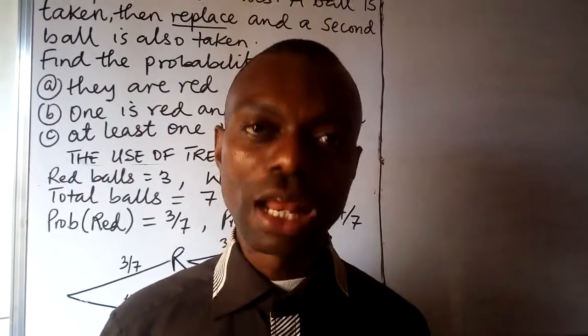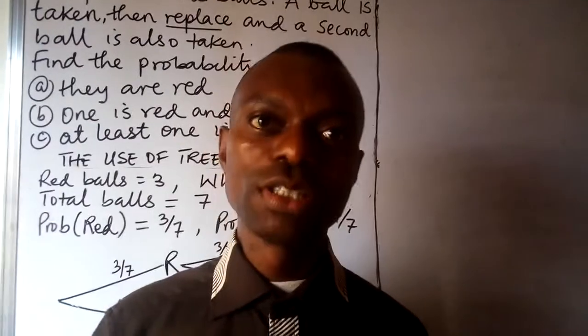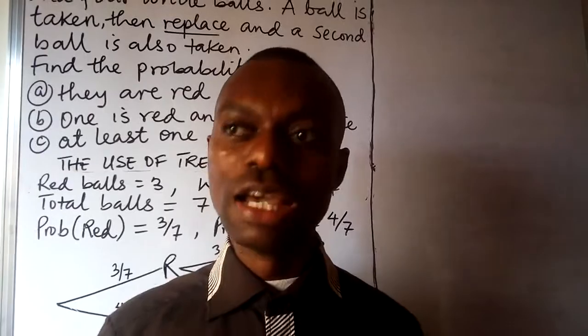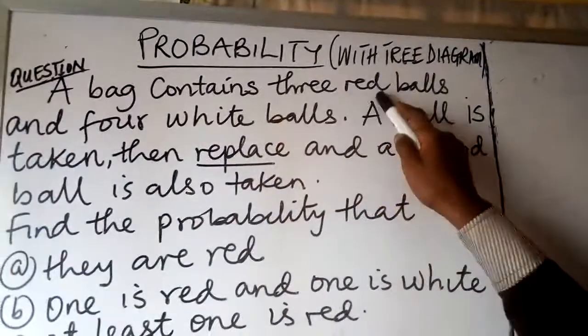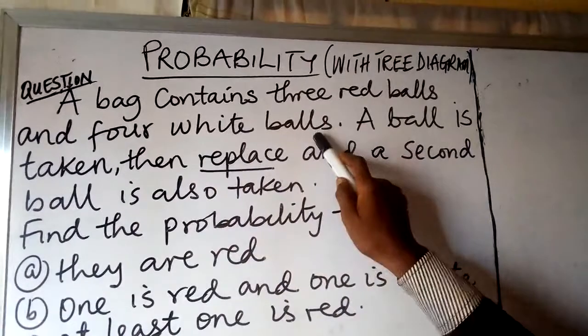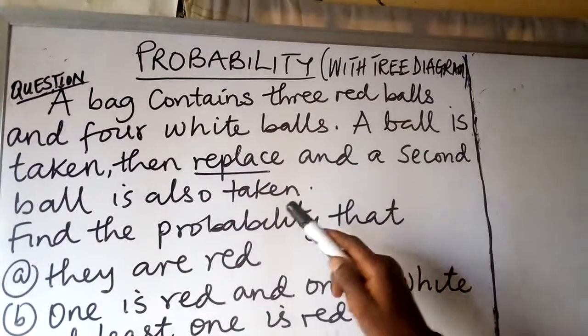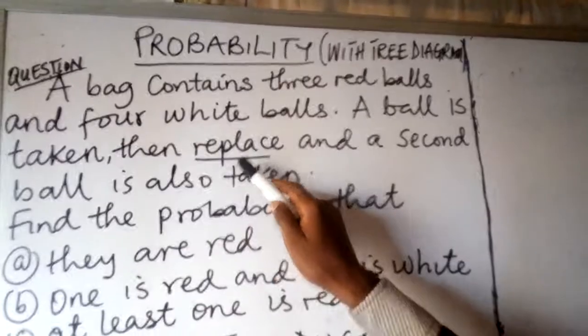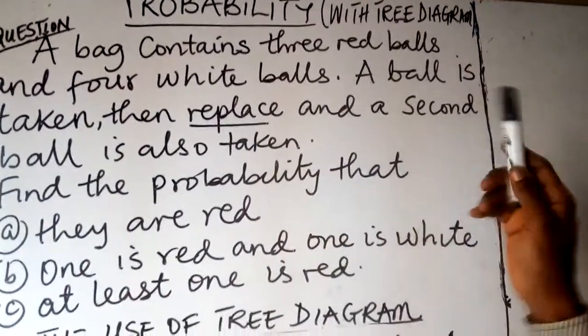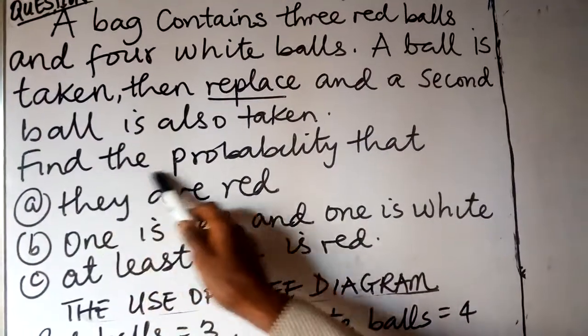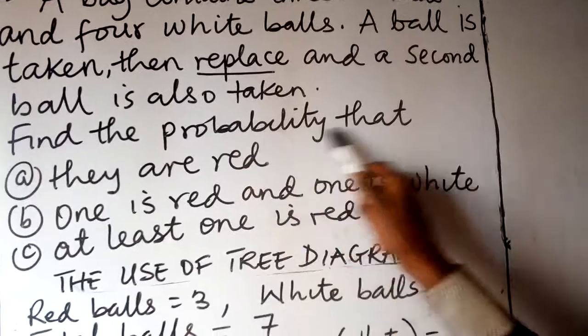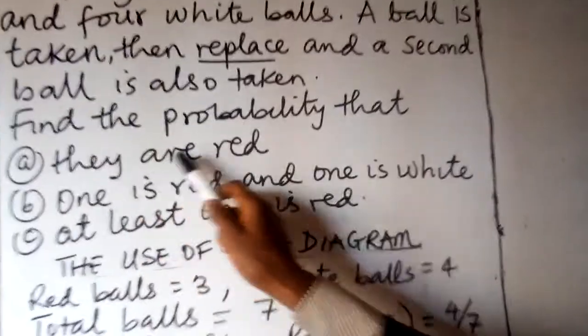In this video, you will learn how to solve a probability question using a tree diagram. The bag contains 3 red balls and 4 white balls. Then these balls are taken and replaced. That is, 2 balls are taken at the same time. You are asked to find the probability that they are red.